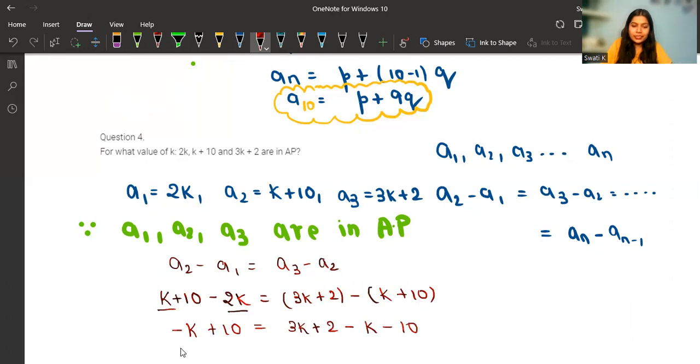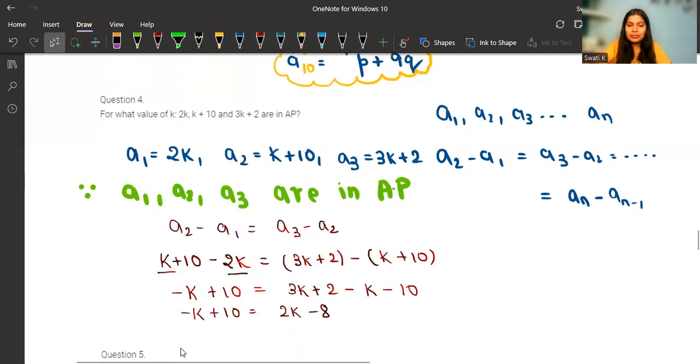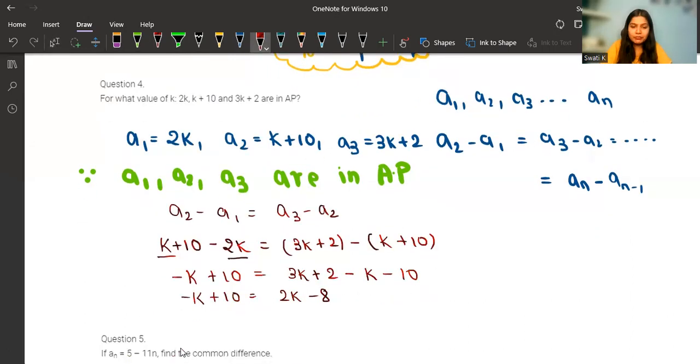Now you can just see here that this is minus k. This is plus 10. And this will become 3k minus k, which is 2k. And this is 2 minus 10, which is minus 8. Now, the very simple thing that we can do is shift this minus 8 to this side. So this will become plus 8 and 2k as it is, and shifting minus k to this side, so plus k. So what are we getting? 18 equals 2k plus k, which is 3k. So from here, what is the value of k? It's 18 upon 3. So we got the answer 6.